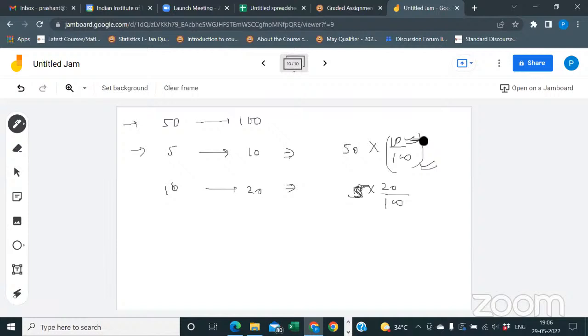10 by 100. This is the kind of formula we use to make the proportion. Yes. Okay. So next one, I also have some query in a practice assignment. This is question number 2 and 5.